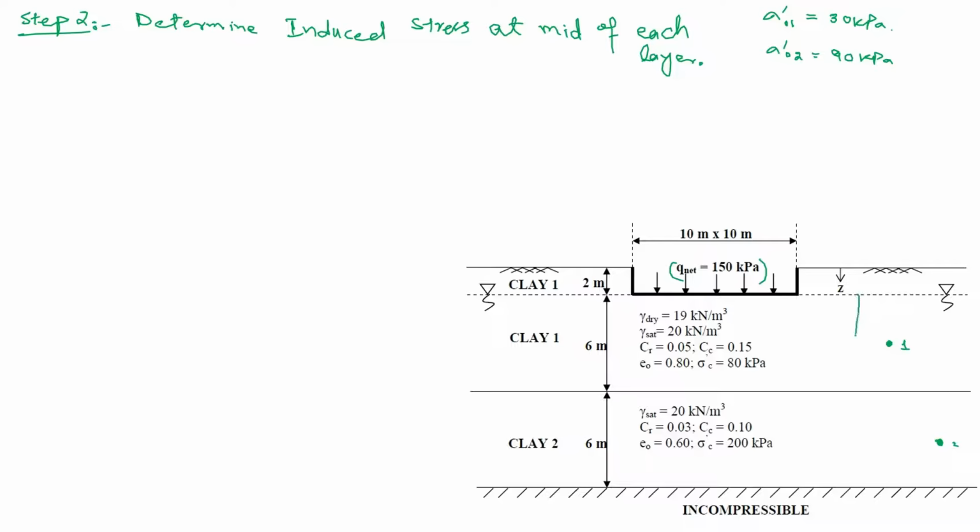Will similarly indicate Z1 and Z2. Z1 is equal to 3 meters and Z2 is equal to 9 meters. So simply we will use the 2 ratio 1 method. This 2 ratio 1 method means we will extend inclined lines from the base of foundation to that specific point.